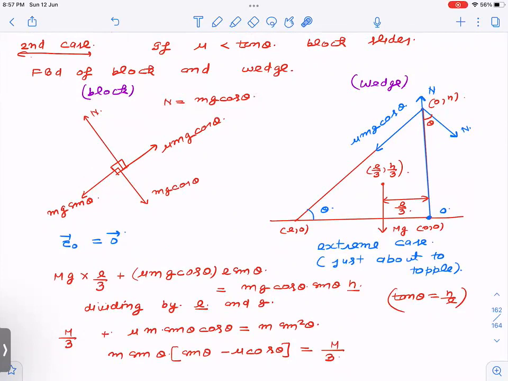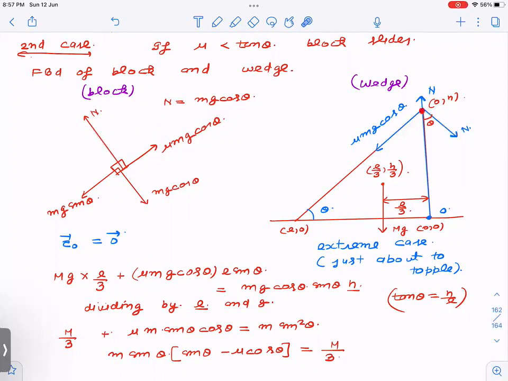Now the reaction of this and this will act on the wedge. So mg is applied by the earth's center, so the reaction of that will act on the earth's center. But this normal is applied by the wedge. This friction is also, these are contact forces applied by the wedge. So the reaction of this will act here and the reaction of this will act here.